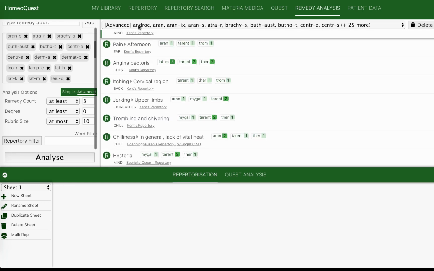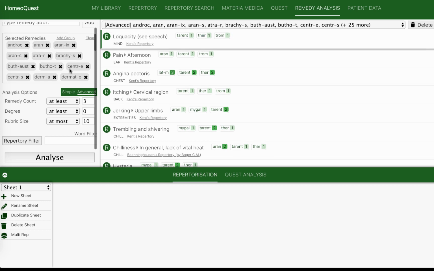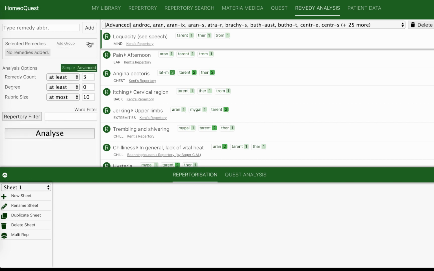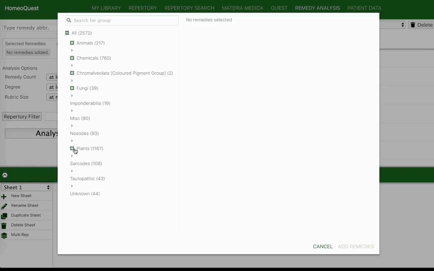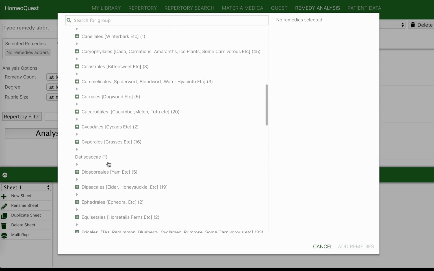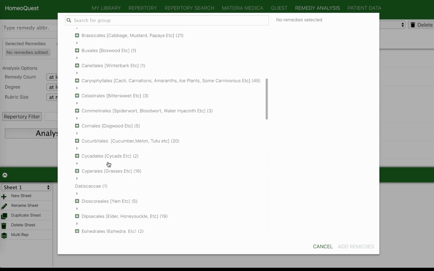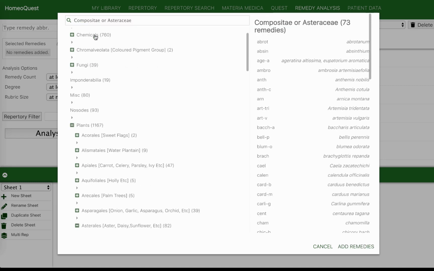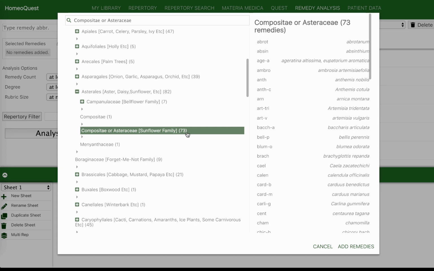Let's do another one. All right. To do that, we'll clear up the spiders. I have a clear button here. I'm going to clear this group, and this time we'll take the plant kingdom. So which one do you want? If you go to add group and look into the plants, you have lots of different plant families here, and you can choose the one you want from there. I want to look at the Compositae family, the Asteraceae family, which is the sunflower.